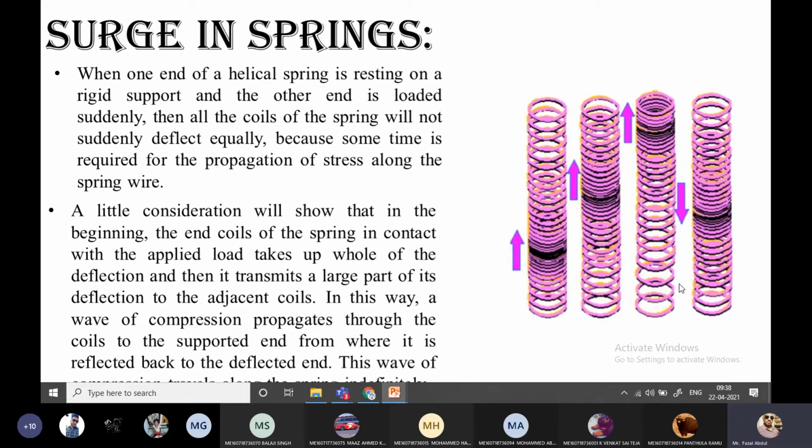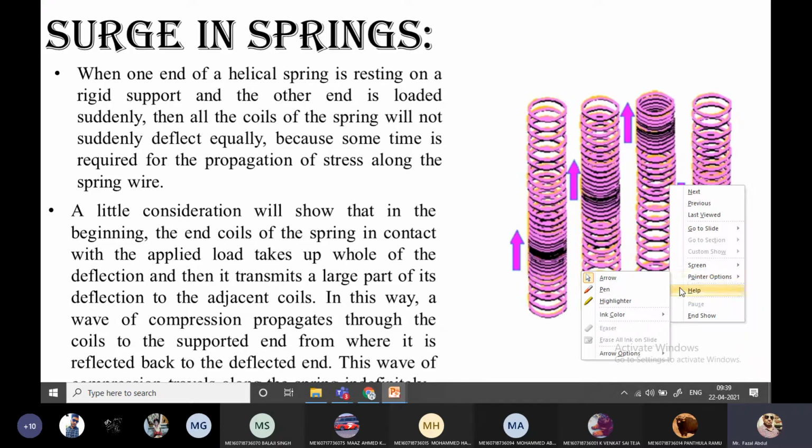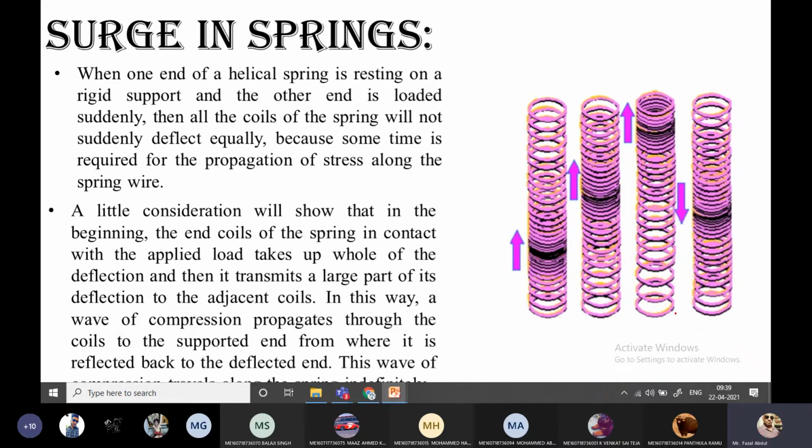See the diagram shown here. The spring is there. One end of the spring is resting on the wall or any surface. On the other side, we are applying the load. Because of the application of the load, what happens actually is that the load is one kind of energy.